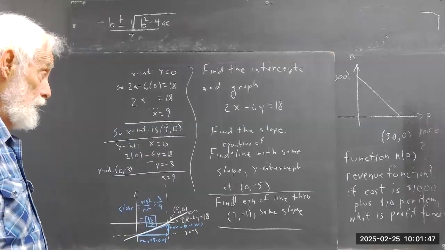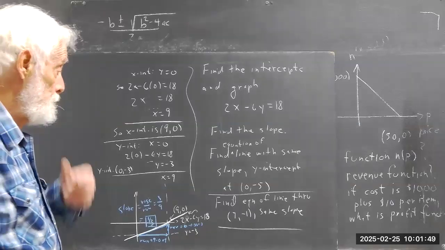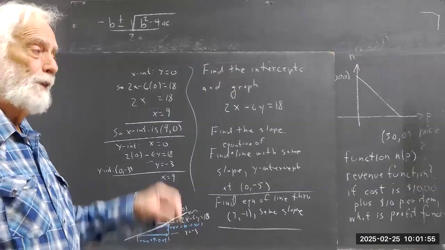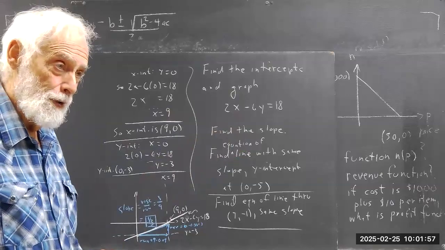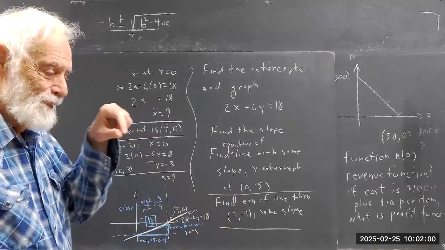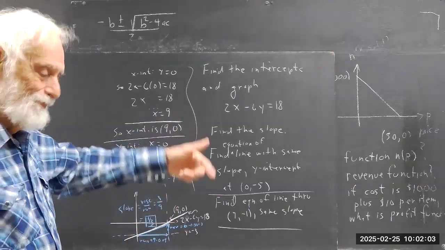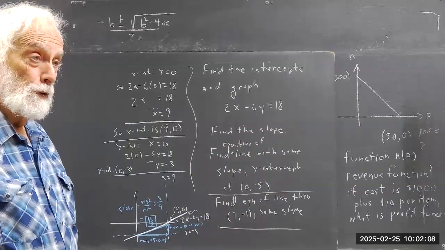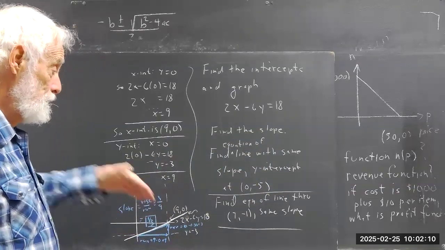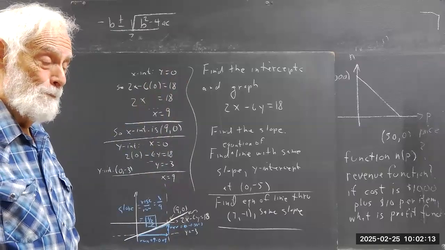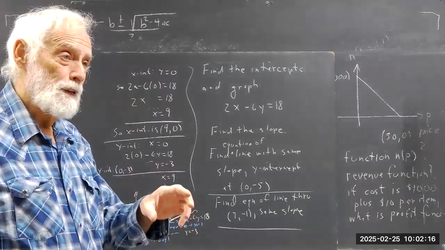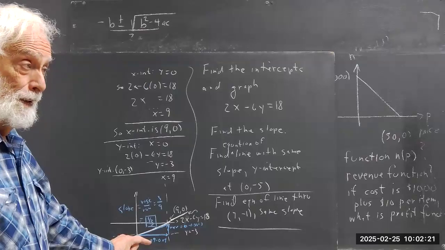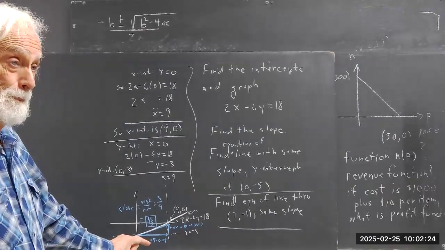I had a good student in class yesterday who had 2 points. But for the rise, he subtracted the x coordinate of one from the y coordinate of the other, and then the y coordinate of the second minus the x coordinate of the first. It made absolutely no sense. The slope was down instead of up. That's what happens when you use a formula and do it carelessly. If you have this picture, you're going to immediately see that you screwed it up.